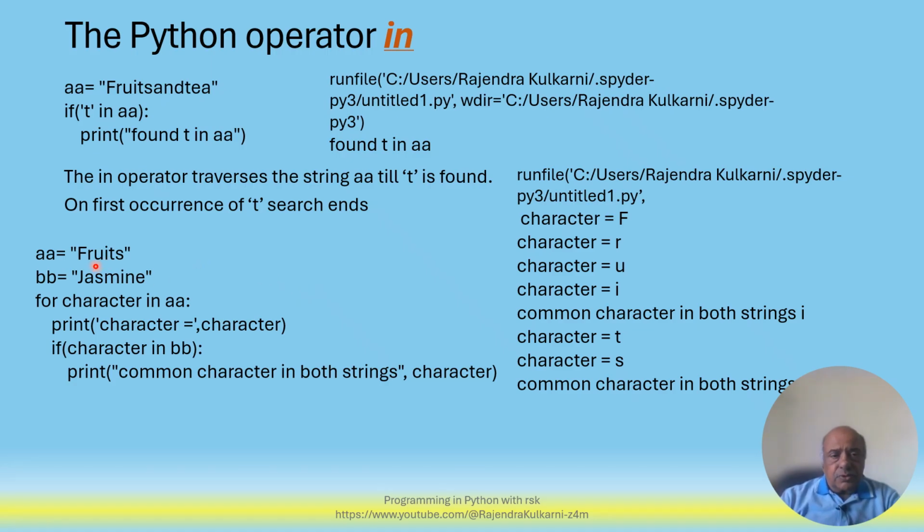See here, fruits has 1, 2, 3, 4, 5, 6 characters. Jasmine has more than 6 characters, but this "in" will traverse through fruits, through AA, and not through BB. So after the end of fruits is reached, this "in" operator will end the traversing.